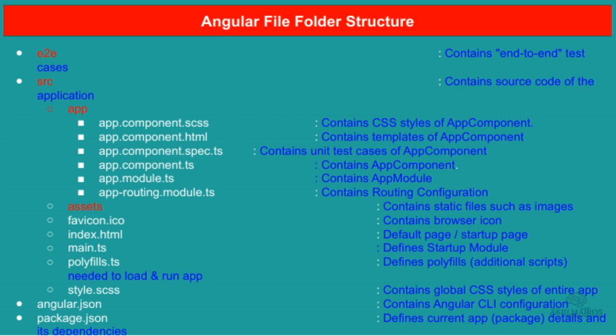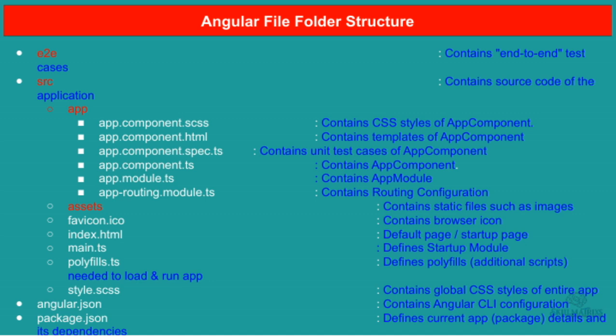Within the app folder, there are several important files. The app.component.scss, which manages the CSS styles for our main component, the app.component.html, which contains the HTML templates, the app.component.spec.ts, where we define our unit tests for the component, and the app.component.ts, which is where the main logic for the component resides. Moving further, we see app.module.ts, which defines the module that ties everything together, and app-routing.module.ts, responsible for setting up our navigation and routing configuration.